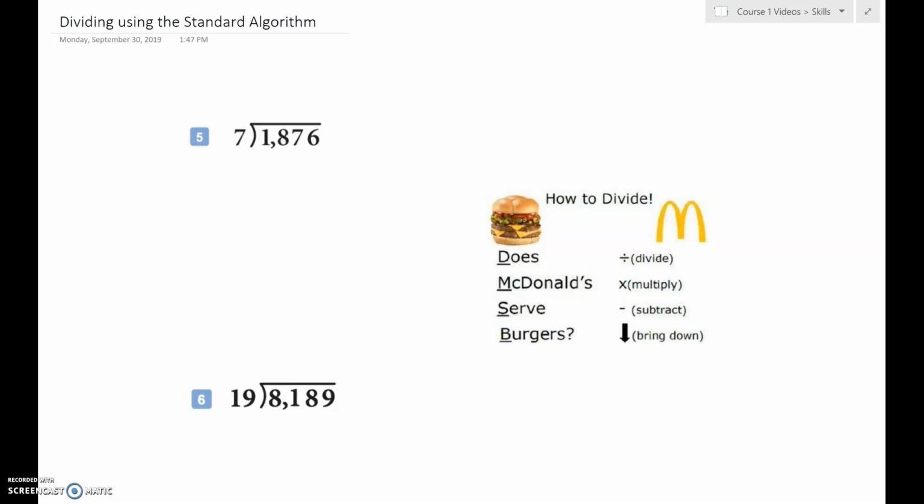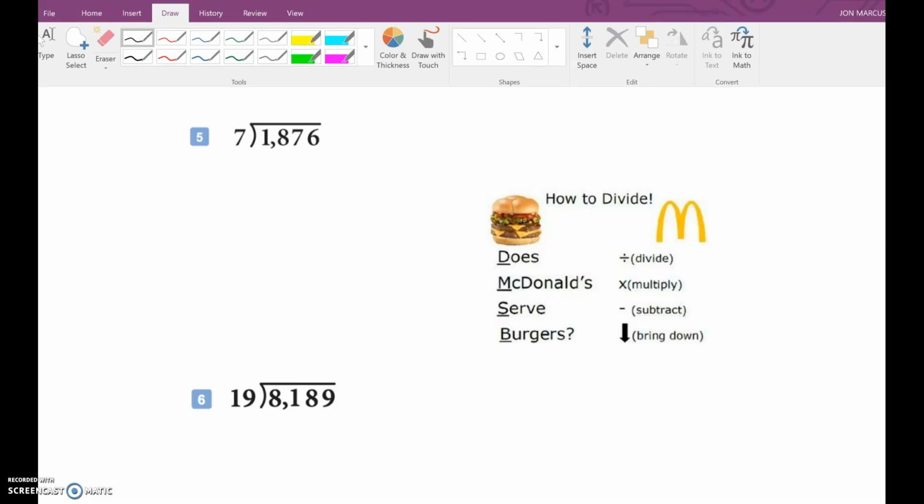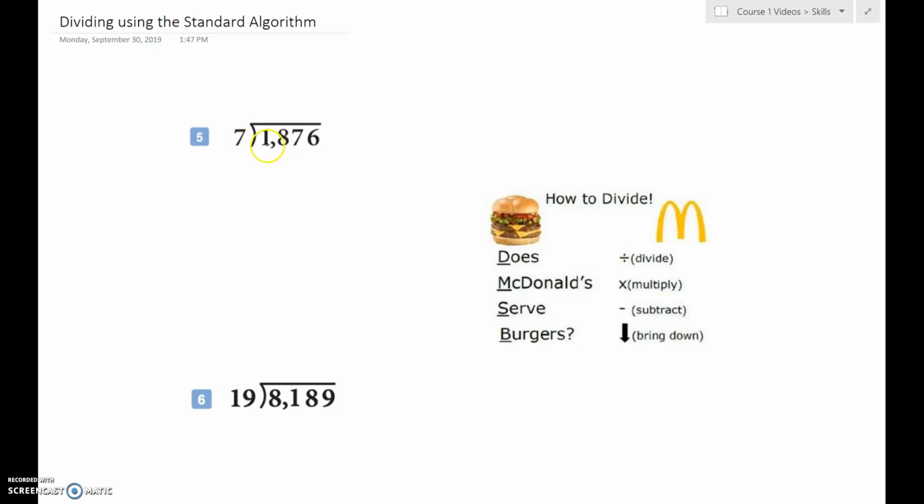So first, instead of asking yourself how many times does 7 go into 1,876, you're just focusing on, how many 7s go into the first digit there? How many 7s are there in 1? How many groups of 7 can I make out of one thing? You can't really. If you only have one thing, you can't make a group of 7. So I put a little placeholder there. And if 7 doesn't go into 1, then I just go to the next one.